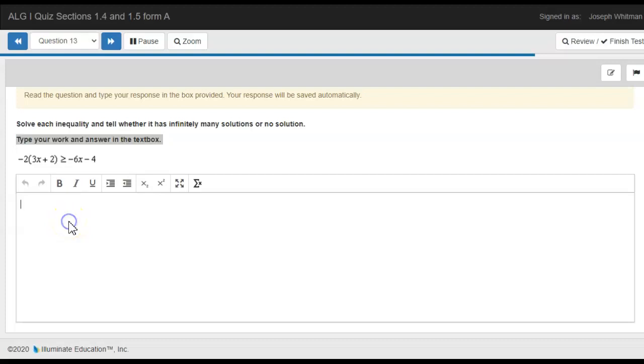So if you just type something like no solution, at most, you get 1 point out of 4. At most, 1 point out of 4. Let's do it for real.